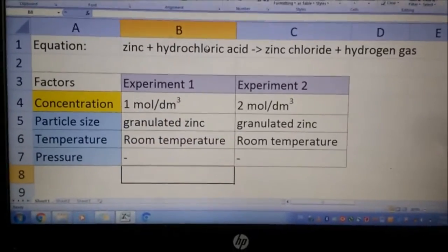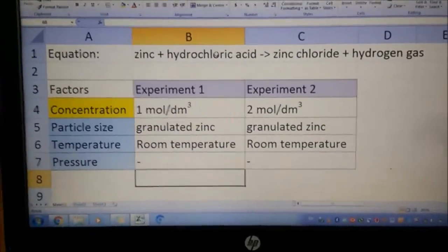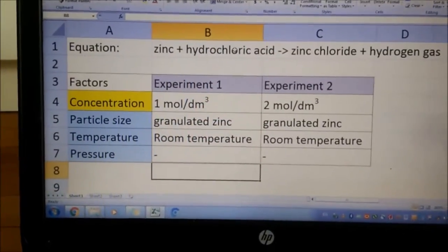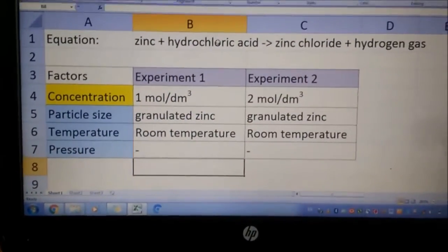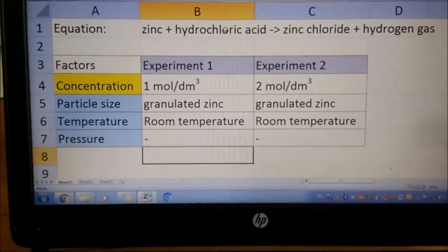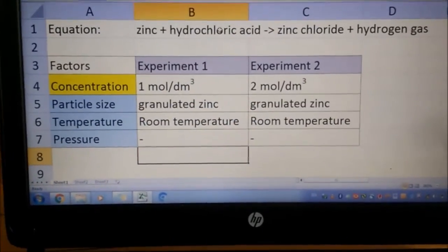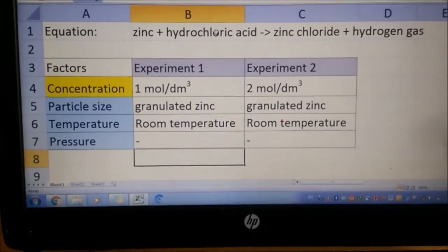So the reaction we're going to talk about is zinc and hydrochloric acid, which will give zinc chloride and hydrogen gas. There are 3 points that you need to take note of. Firstly, zinc and hydrochloric acid are both not gaseous reactants. Therefore, the pressure factor does not have any effect, so that's why it's blank there in the table.